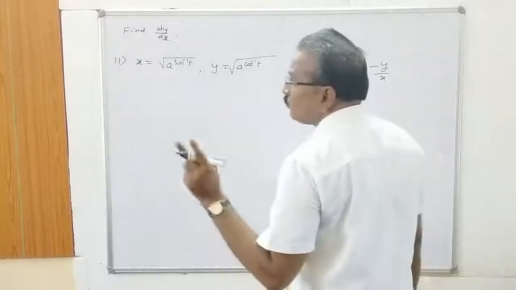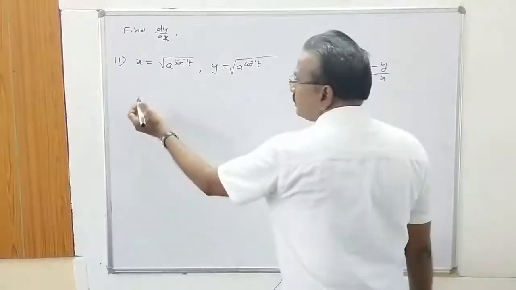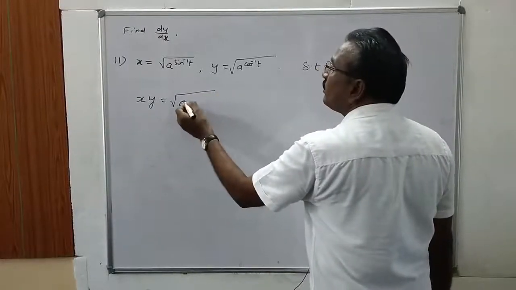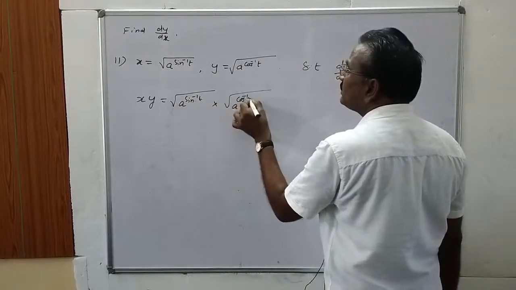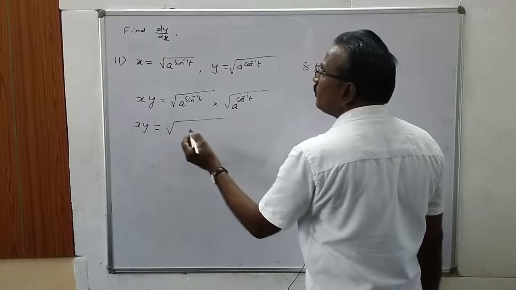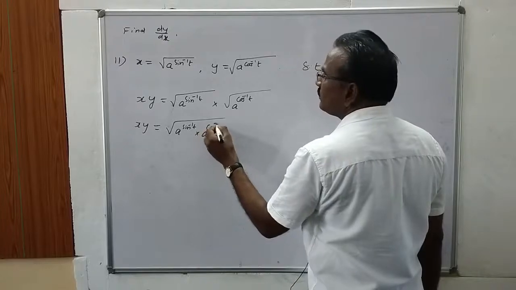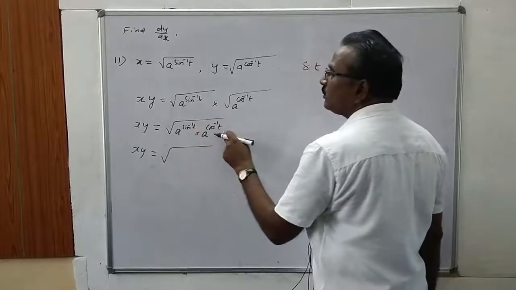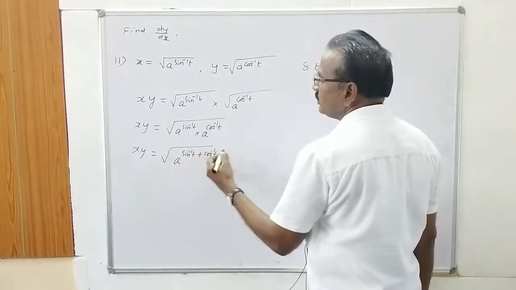This question, we can do in two ways. First find dx by dt and dy by dt. Another method is to multiply these two. What is x into y? Here x is square root of a to the power of sin inverse t, and y is square root of a to the power of cos inverse t. x into y is equal to root a into root b, which is square root of a into b. That is a to the power of sin inverse t into a to the power of cos inverse t. So x into y is equal to square root of a power m into a power n, which is a power m plus n: a power sin inverse t plus cos inverse t.